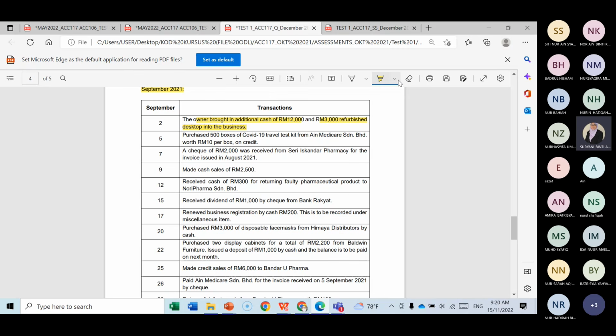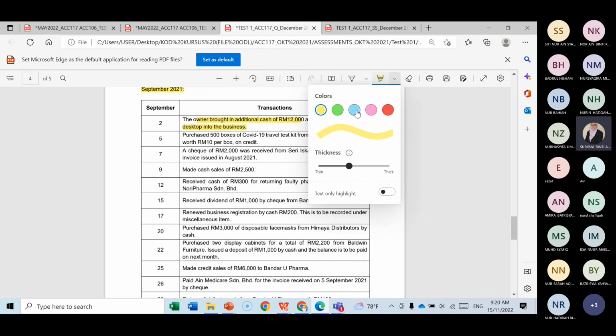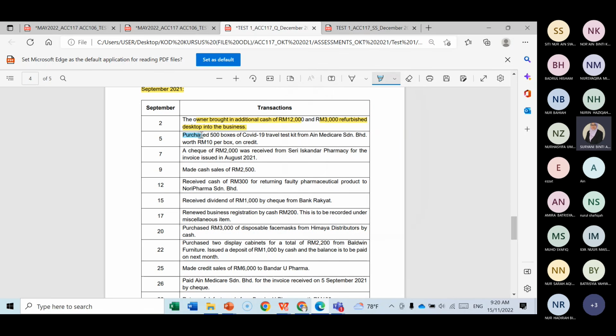On the 5th, you purchase 500 boxes of COVID-19 travel test kit from Ain Medicare Sdn Bhd, worth 10 ringgit per box, on credit. Okay, so the keywords have been highlighted here. You purchase COVID-19 travel test kit from Ain Medicare on credit.